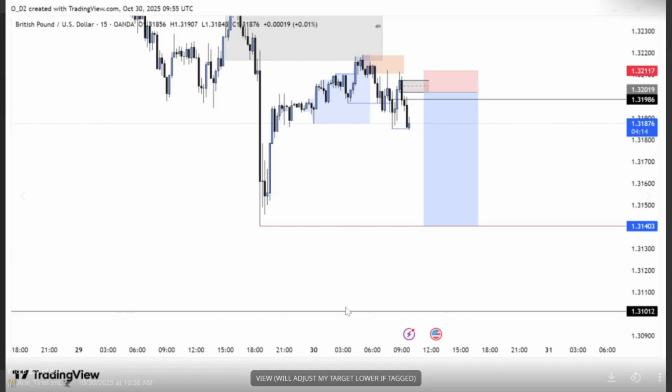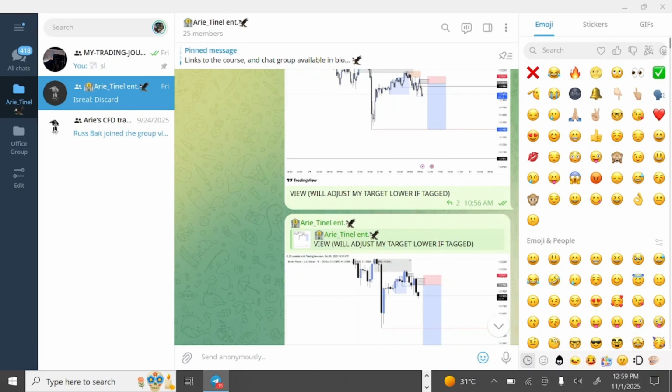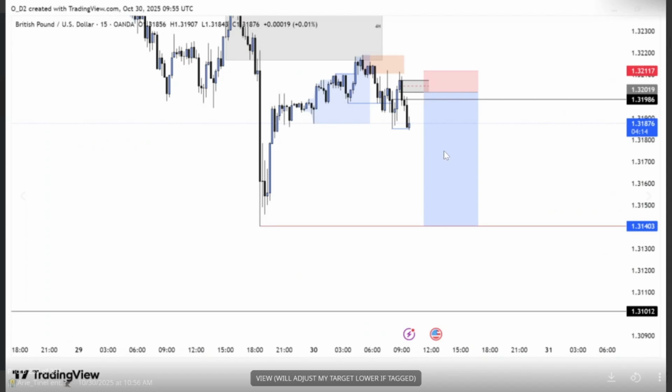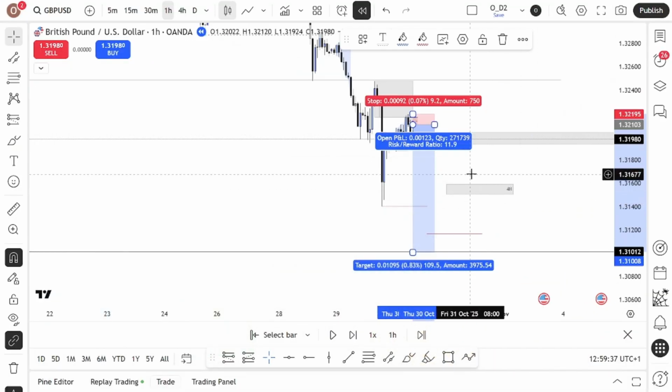And here is that line that I was talking about that I had marked out. So I had here as my realistic, and what did I say? We'll adjust my target lower if I get tagged. So I just wanted to get in from here directly from that second point, but that didn't happen.